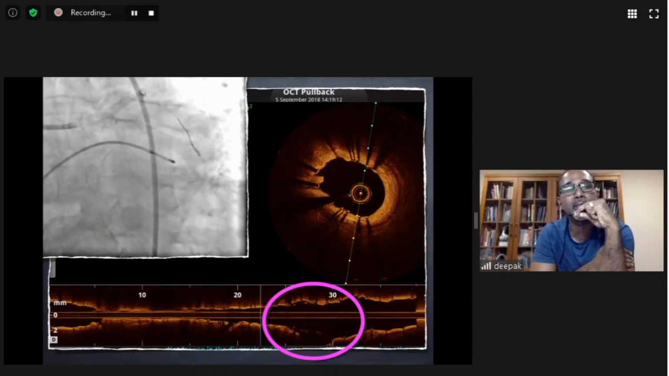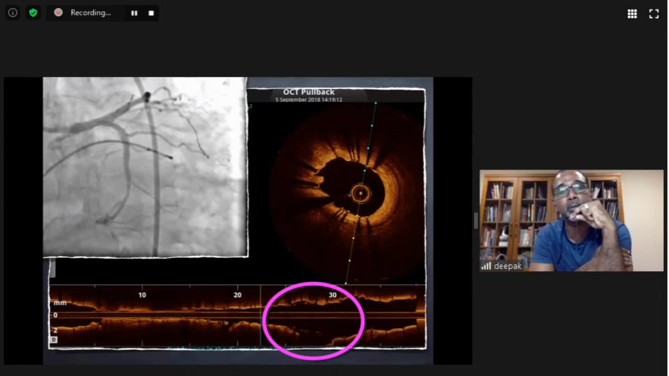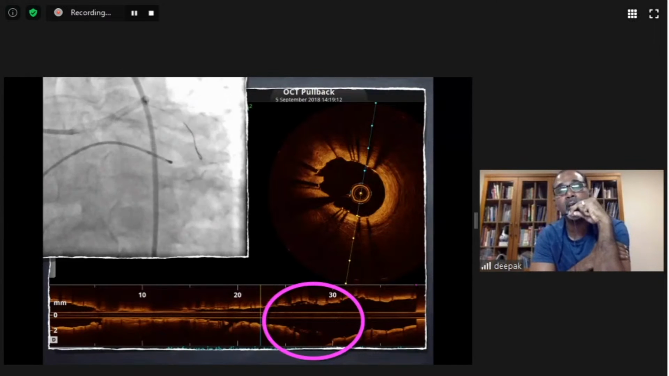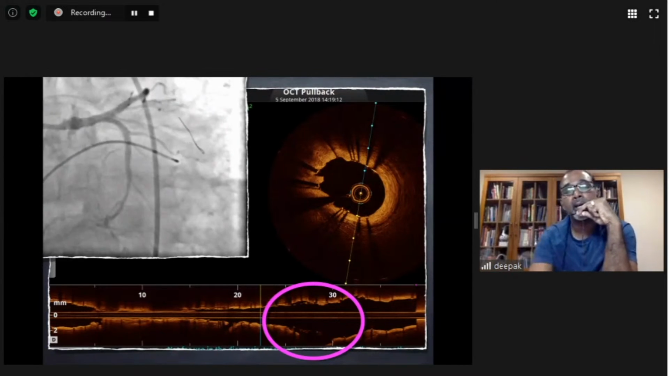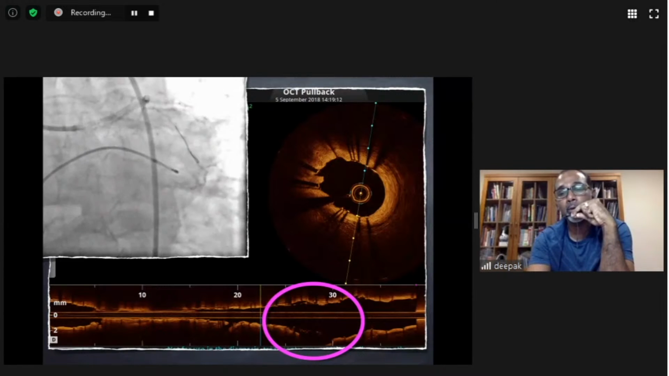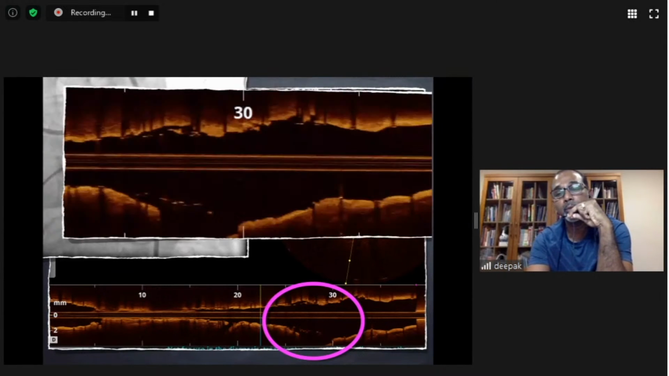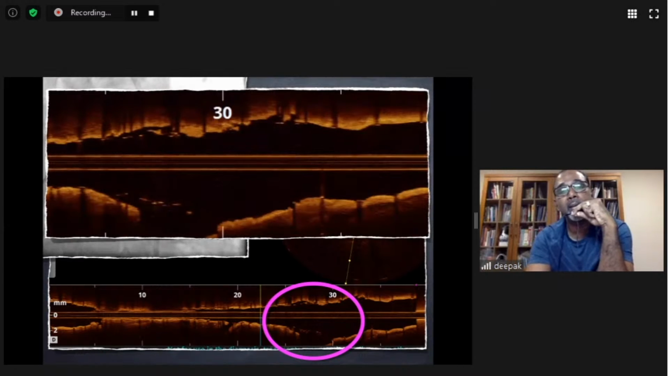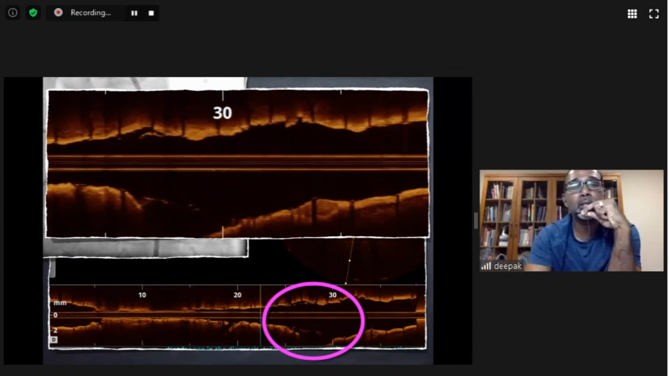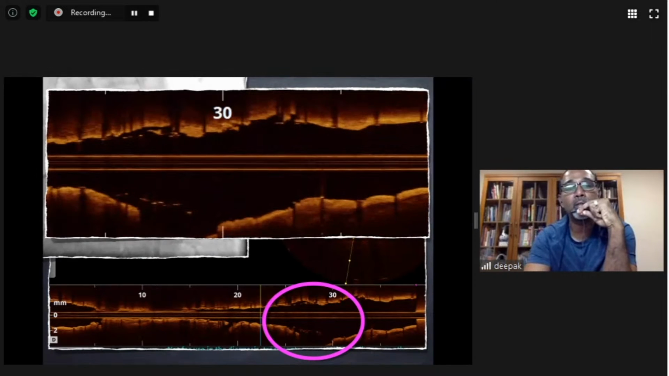Angiographically, it looks perfect. The circumflex is looking good. The LAD is looking good. Flow in all the vessels is good. However, when you look at the longitudinal image low down there, you could see that there is a huge amount of metal carina which is protruding into the bifurcation. So this happened just because both the crossings were done through the proximal cells.